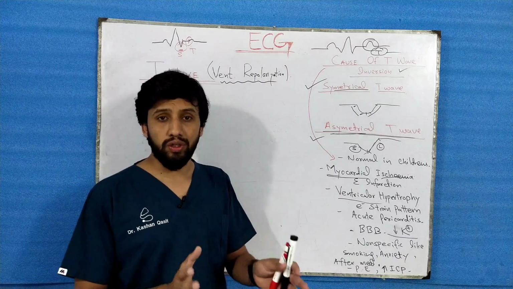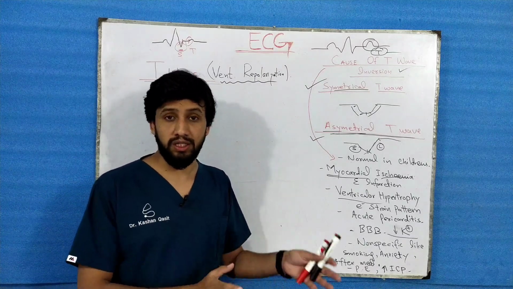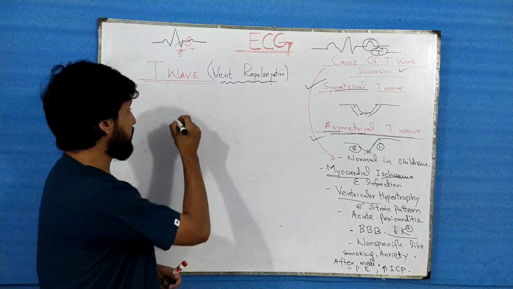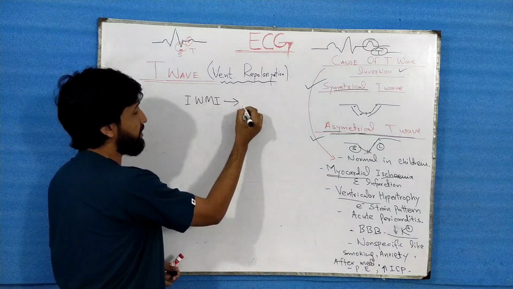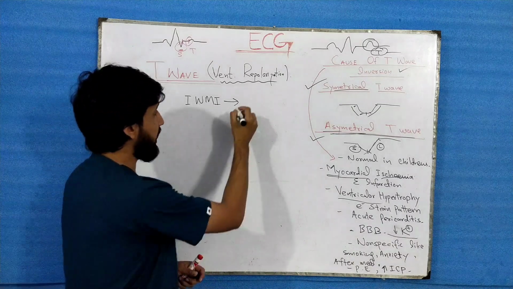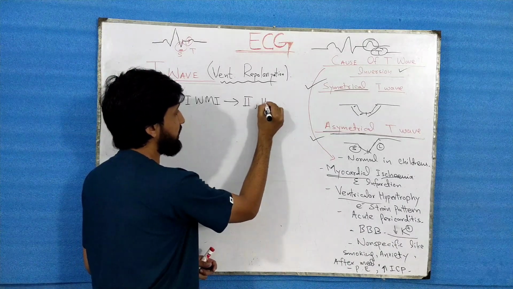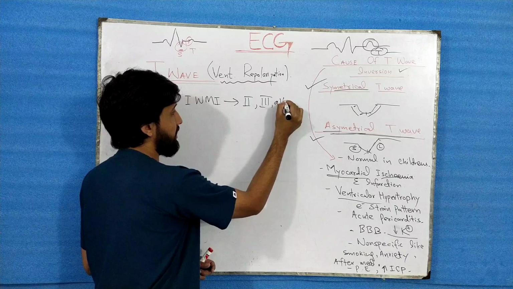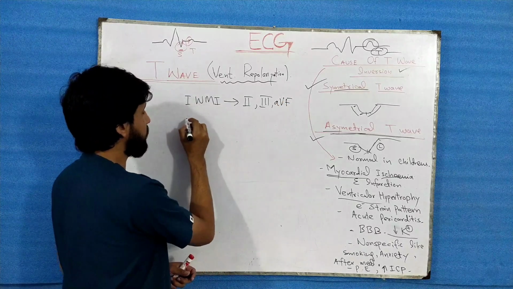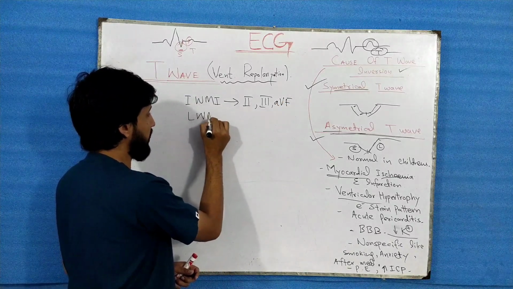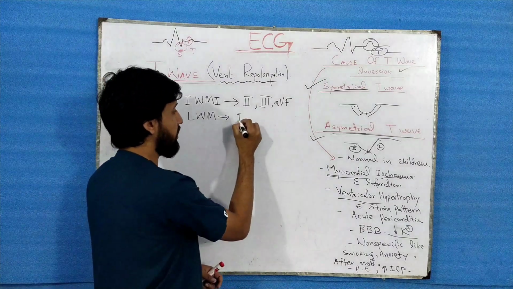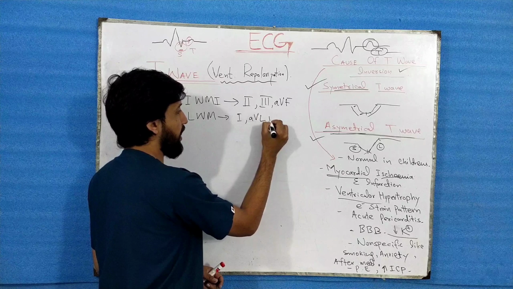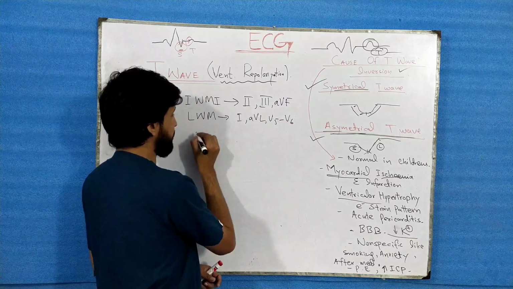In MI, you will notice definitely the T wave inversion on an ECG paper. Like in inferior wall MI, there will be the T wave inversion. You will see that in leads 2, 3 and AVF. And also in lateral wall MI, you will notice the T wave inversions in 1, AVL, V5 and V6.